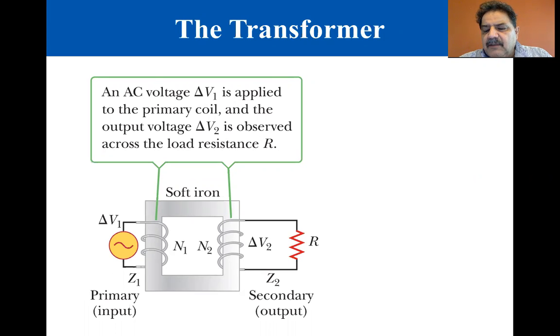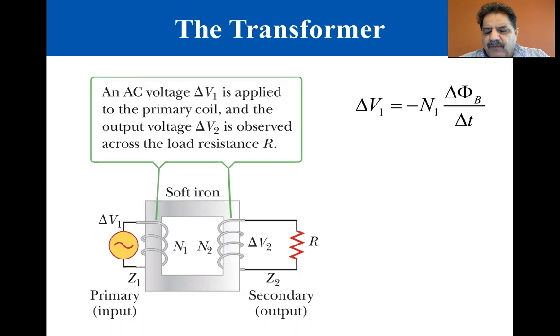When an AC voltage delta V1 is applied to the primary, the induced voltage across it is given by the equation shown here: delta V1 equals minus N1 delta Φ_B divided by delta t. You should be familiar with that equation.